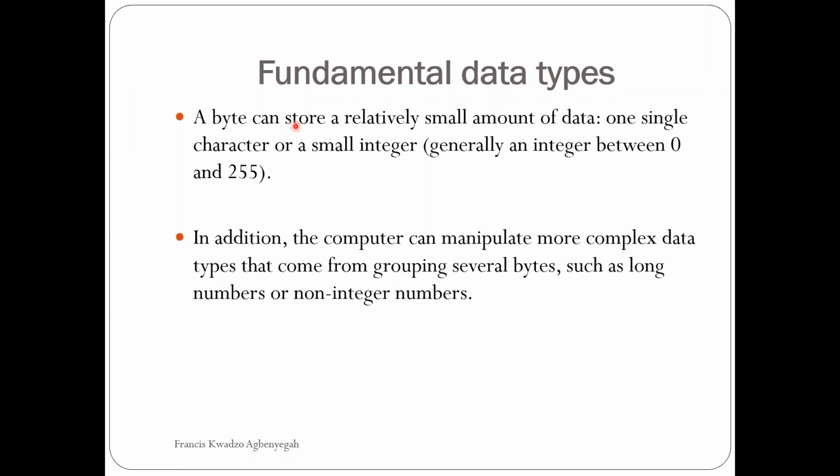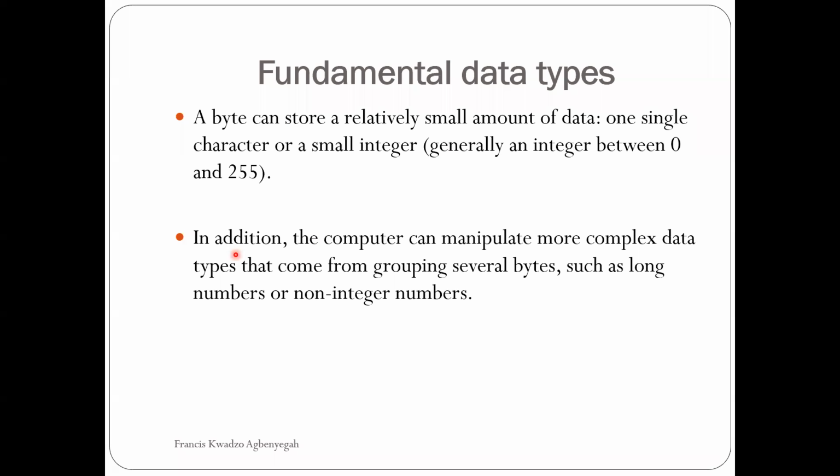So a byte is the smallest amount of memory that you can handle in C++. Your byte ranges from 0 up to 255, so any value stored in a byte has to be from 0 to 255. But sometimes you need to handle complex data.